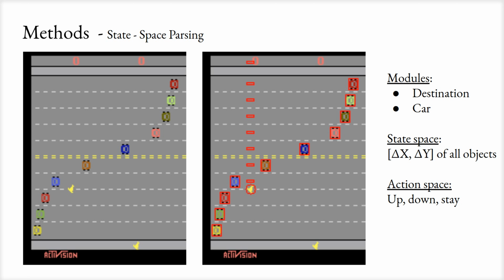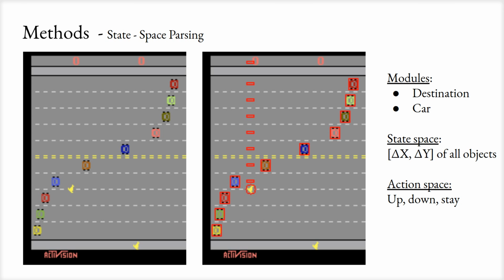Now, a set containing the x and y distances from the agent to each object in both the modules is our representation of a state. So in a given state, we have the information about the distance between the agent and every object in both the modules. Coming to the action, the agent can take three possible actions. It can go up, it can go down, or it can stay right there.